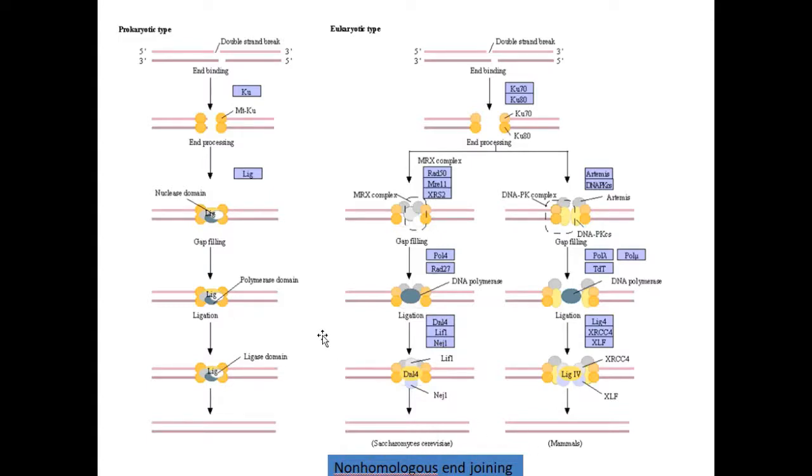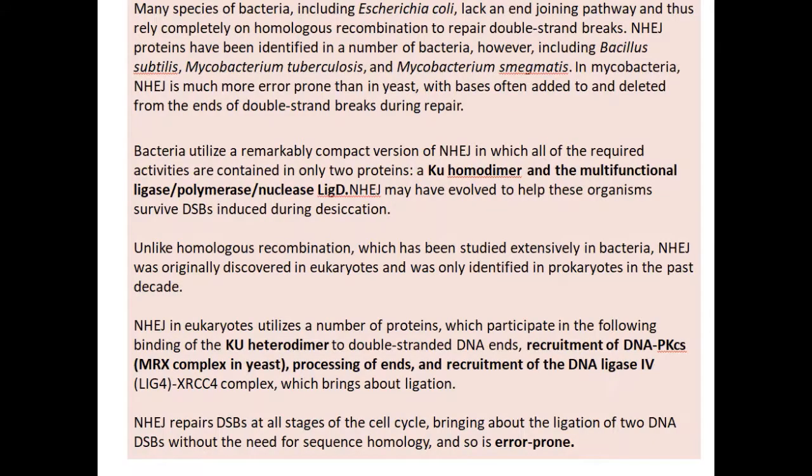We need to keep in mind that in the non-homologous end joining method, in prokaryotes as well as in eukaryotes, some amount of DNA is lost, and that results in error-prone repair of DNA. Usually non-homologous end joining repair of double-stranded breaks happens at all stages of the cell cycle, bringing about the ligation of two DNA double strands without the need for sequence homology, and as a result, it has been found to be error-prone.